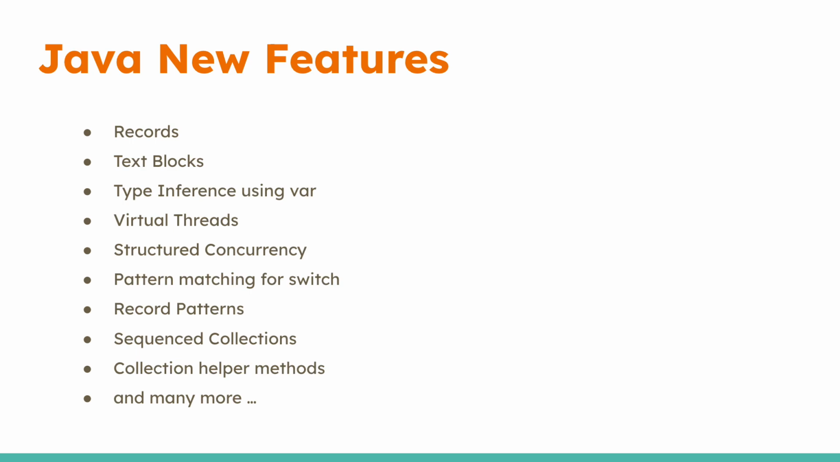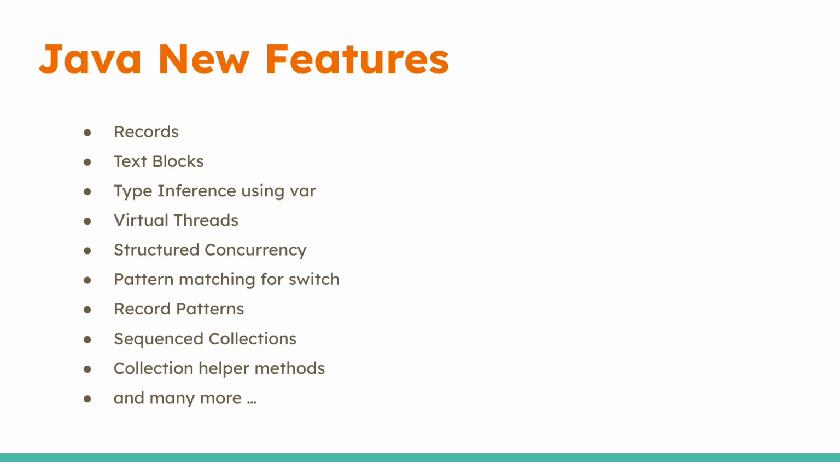And also text blocks. If you ever had to create a multi-line string using all those concatenation operations, it is not very elegant. So text blocks simplify that quite a bit. And also you have type inference using var, and virtual threads is a major feature in Java 21. And also there is structured concurrency, pattern matching, and a lot of other features also.